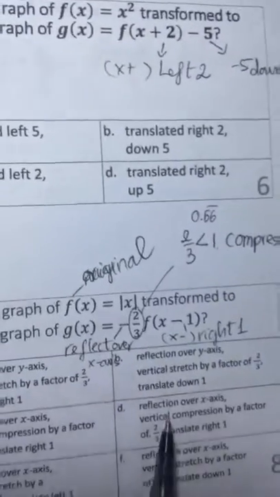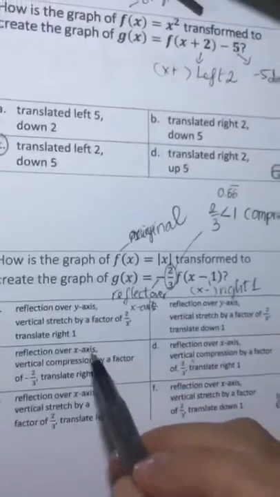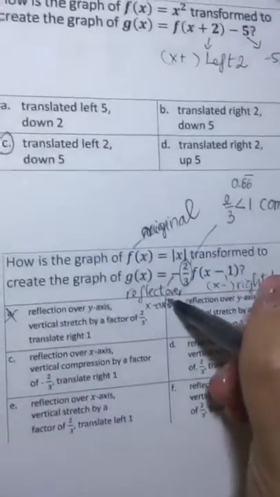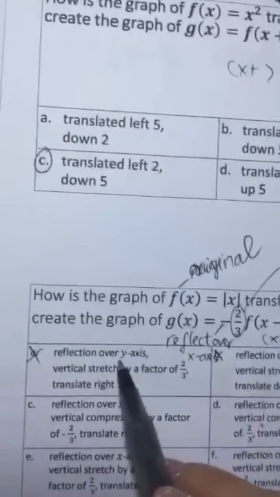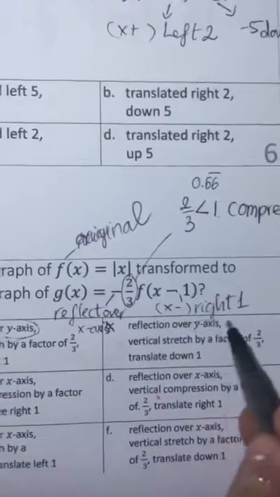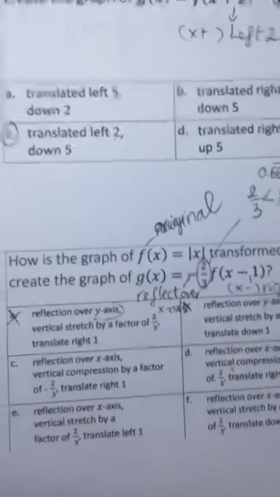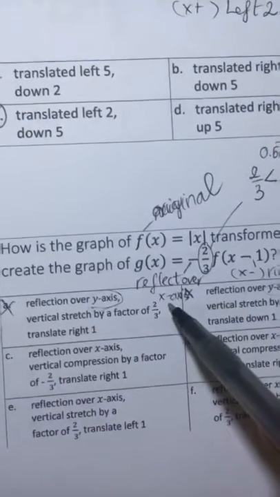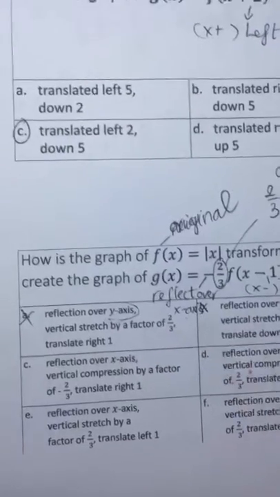Okay, so let's take a look at our answer choices. Now we can immediately cross out A and B because they say you have to reflect over the y-axis, which we never use in Algebra 2. The only one that reflects over is the x-axis.